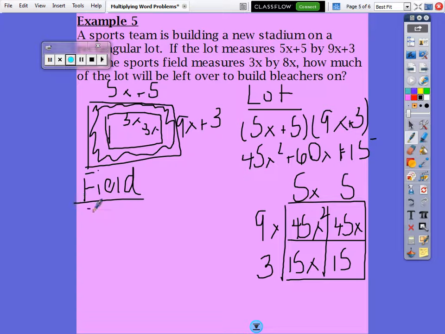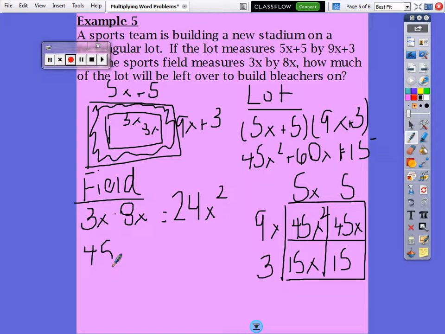So I have to multiply, to find area, you multiply 3x times 8x. When you multiply 3x times 8x, you multiply your numbers, so 3 times 8 is going to be 24. And then you add your exponents, so you're going to have 24x squared. So after I find my 2 areas, I have to figure out what's left. In order to figure out what's left, I have to take my sports field out of that picture.